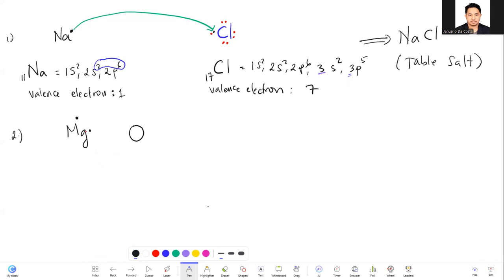Oxygen is metal or non-metal? Non-metal. What is the valence electrons of oxygen? 6. Valence electron of oxygen is 6. Oxygen is an anion or cation? It's an anion.